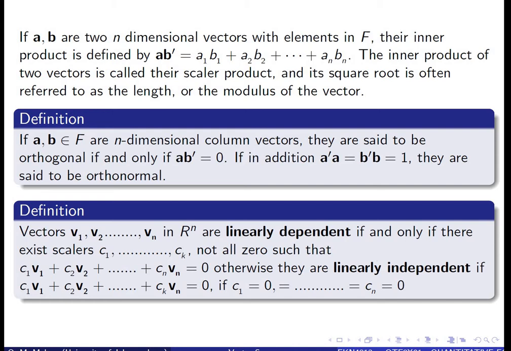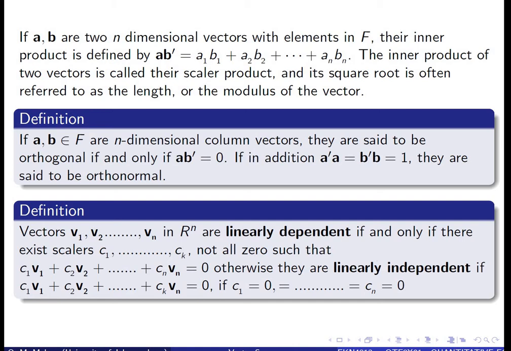If a, b are elements of F, and these are n-dimensional vectors, they are said to be orthogonal if and only if the dot product of a and b is 0. And if the dot product of a and a, as well as the dot product of b and b, is equal to 1, they are said to be orthonormal.